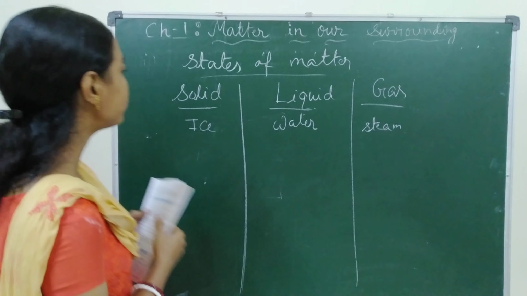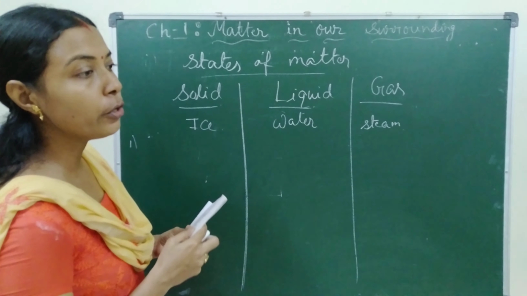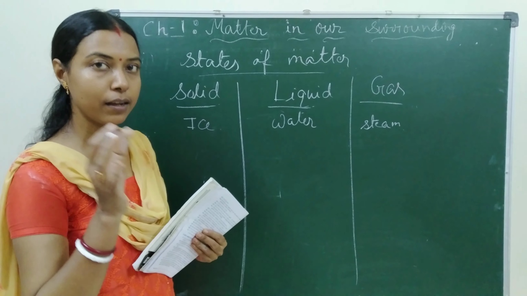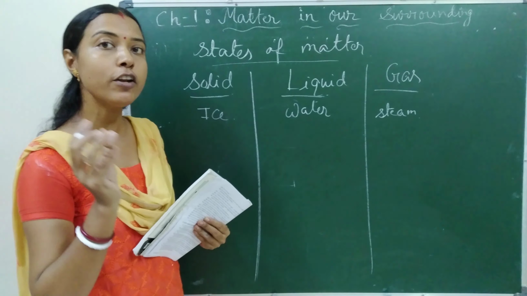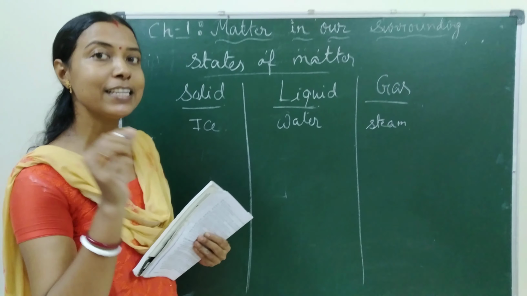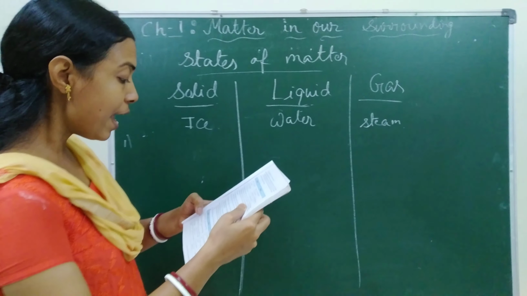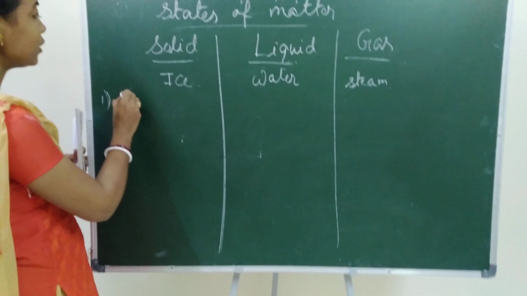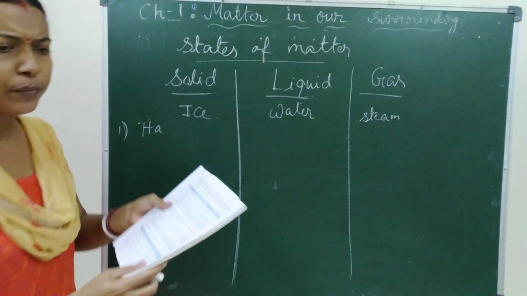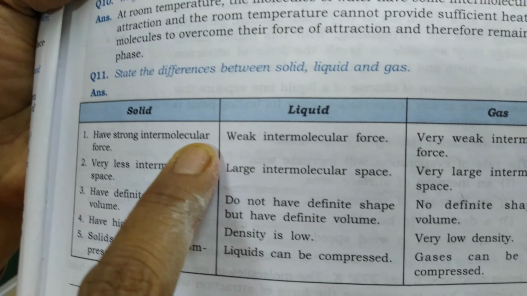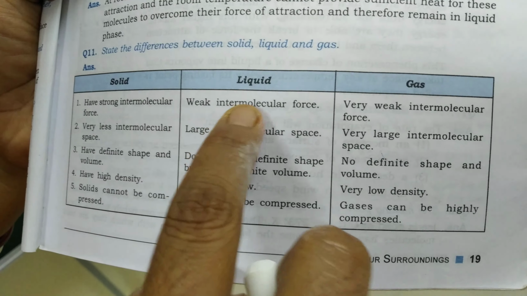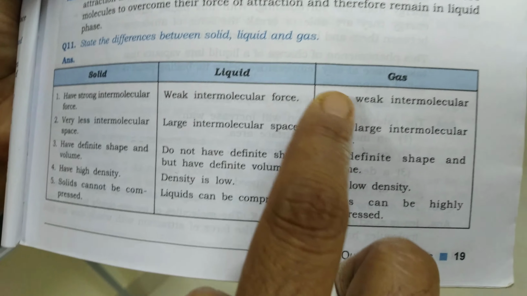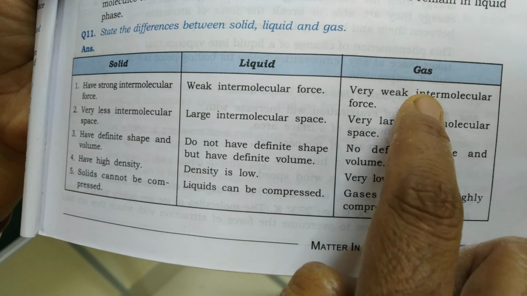First property of solid: if you want to break one iron nail by hammer, you can't break it. That means the intermolecular force, the force between the particles, is more in solid. So the first point: solid has strong intermolecular force, liquid has weak intermolecular force, and gas has very weak. Liquid medium and gaseous very weak.